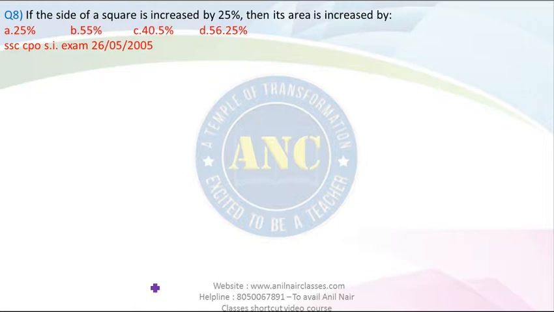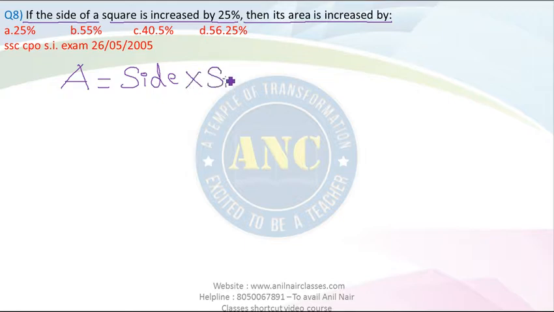Now see here, sir. Your question says, if the side of a square is increased by 25%, then its area is increased by what percent? Now, the side of a square is increased by 25%. The area of the square is increased by what percent? Area of the square is side into side. That means first side is increased by 25%, 1 by 4. The second side is also increased by 25%, 1 by 4. That means initially the side was 4. In the second case also initially the side is 4.